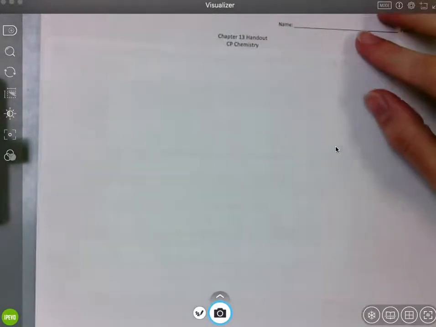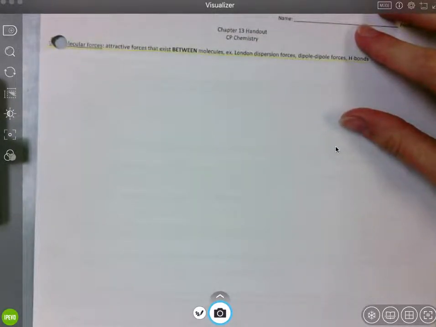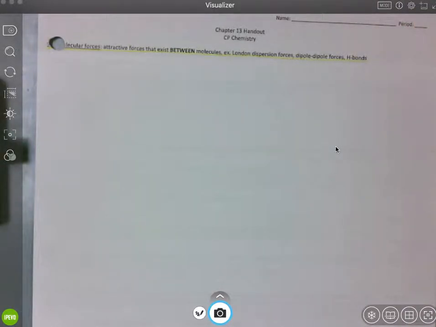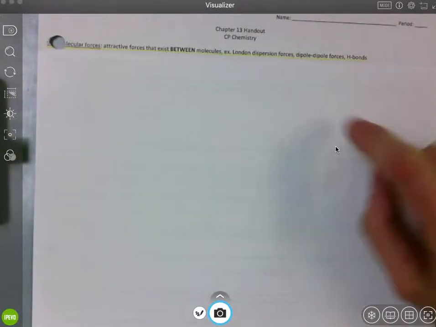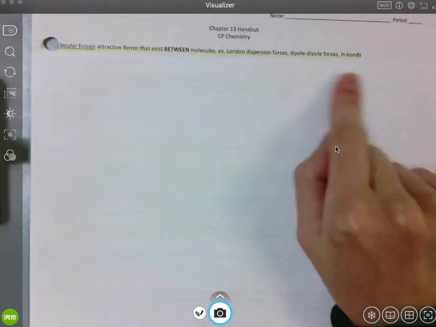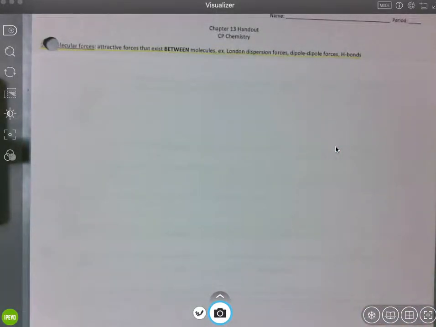Your Chapter 13 handout starts with the definition of intermolecular forces. They're the attractive forces that exist between molecules, and we have three that we're going to be looking at. In Chapter 13, they are London dispersion forces, dipole-dipole forces, and hydrogen bonds.